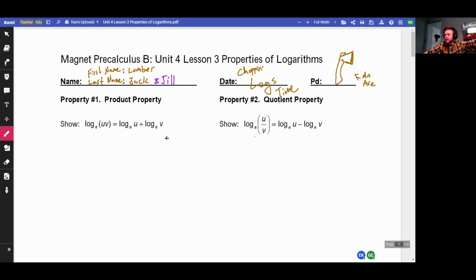Logs. It's logs time. We're chopping logs. Actually, I think we're literally chopping logs. Look, we have log base a of u times v, and then we're splitting it into... Oh my gosh, this is totally unintentional, everyone. We just wanted to do a lumberjack theme, but it is topical.